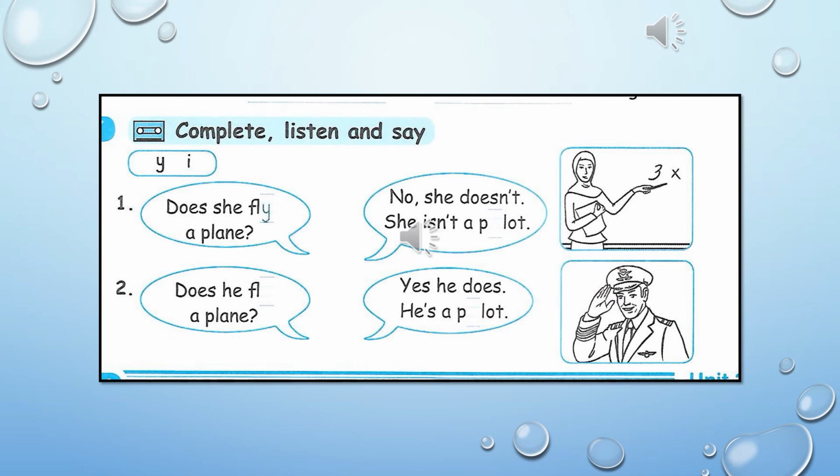1. Does she fly a plane? No, she doesn't. She isn't a pilot. 2. Does he fly a plane? Yes, he does. He's a pilot.